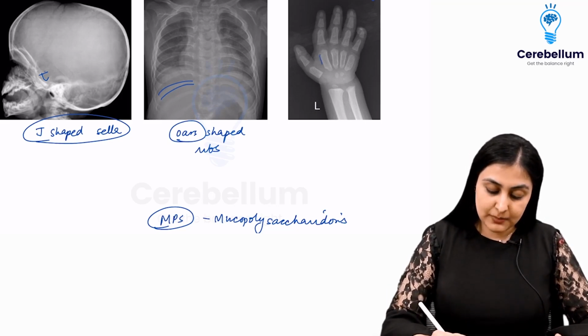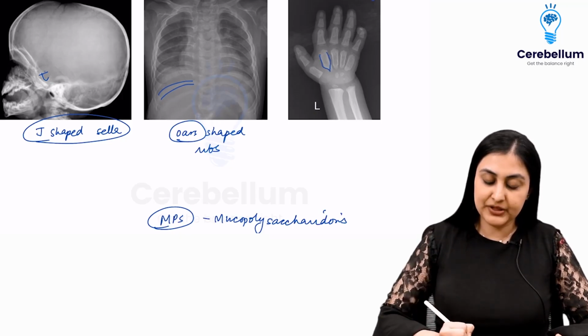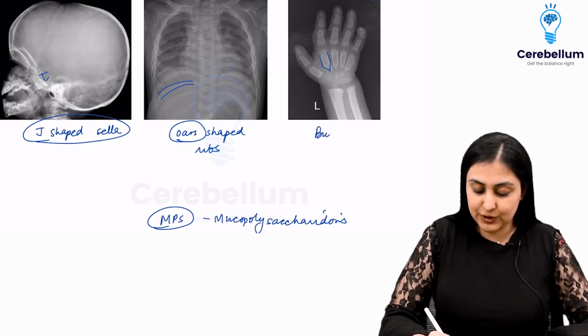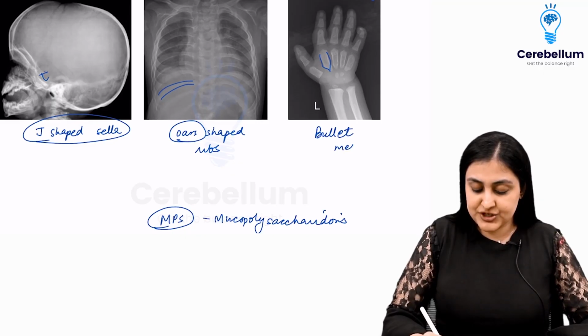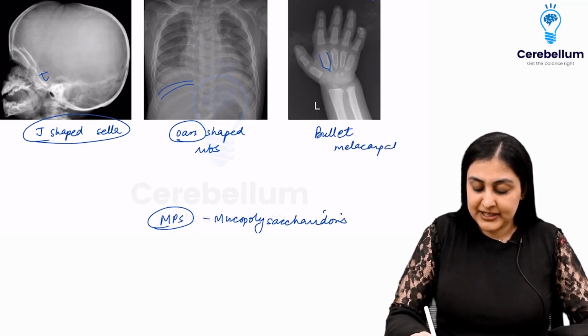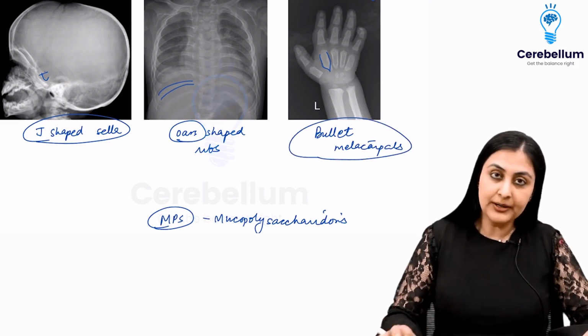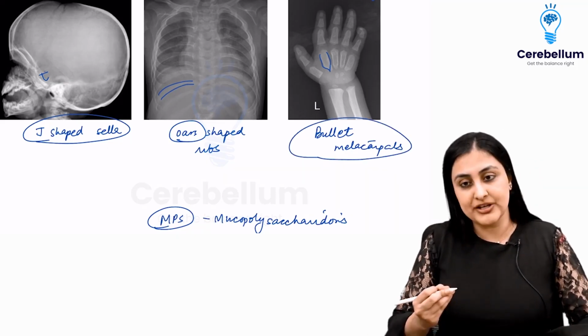And look at the metacarpals. There is proximal tapering of the metacarpals that makes it look like a bullet. So this is bullet-shaped metacarpals. Where did we study bullet-shaped vertebra? We just saw that in achondroplasia.